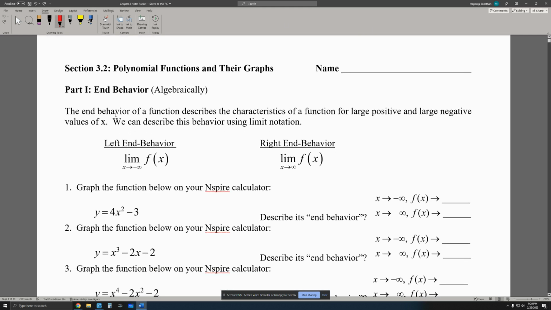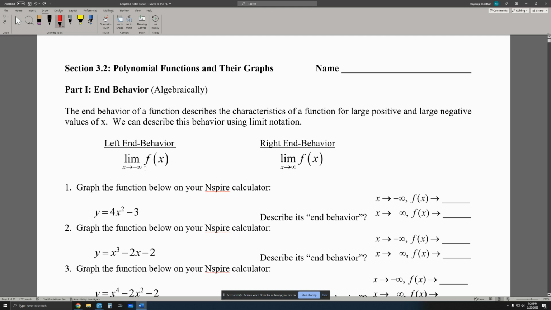So we're going to describe end behavior using a new notation that we're going to call limit notation. The end behavior of a function describes the characteristics of a function for very large positive and large negative values of x. And we look at limit notation. So the left end behavior can be modeled this way here. This would read as the limit of f of x as x approaches negative infinity.